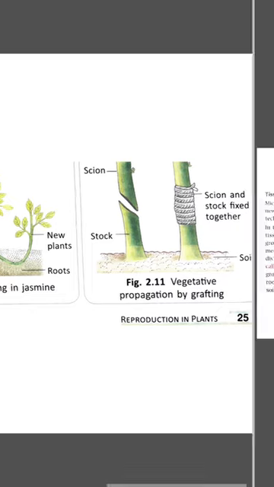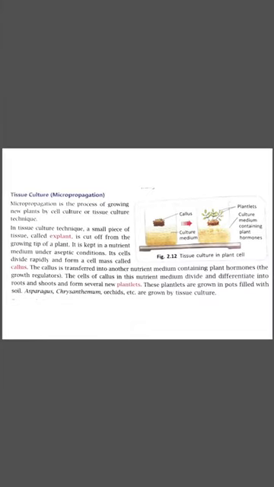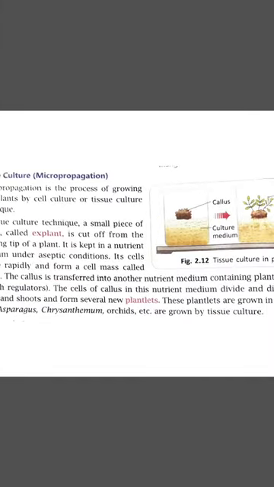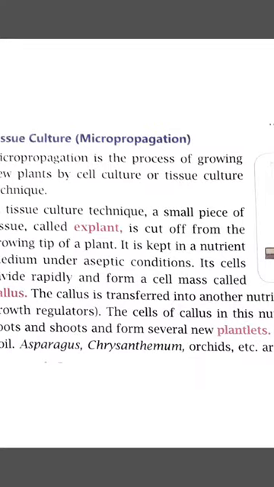After that, there is the tissue culture method, or you can say micro propagation. Micro propagation. Actually, this technique is adopted where there is no seed in the plants, or where we want the desirable characters and a mass of plants at a time or in a short period of time. In that case you will have to adopt tissue culture.